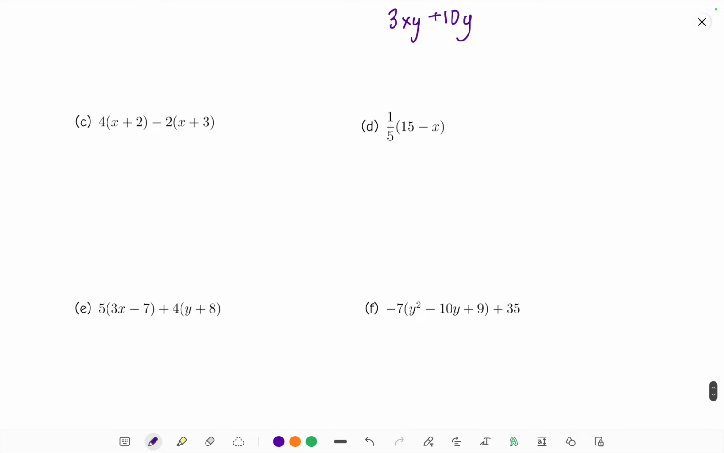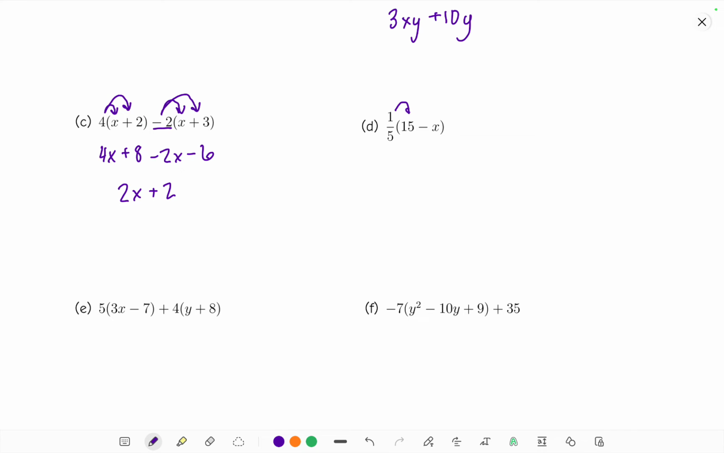Part C. Here, because there's 2 sets of parentheses with a factor being multiplied, you have to distribute them both separately though. So that'd be 4x plus 8. And here, I'm not going to think of this as 2, but think of it as negative 2. So negative 2 times x is negative 2x. Negative 2 times 3 is negative 6. And now you need to combine like terms. 4x minus 2x is 2x. 8 minus 6 is 2. So we get 2x plus 2.